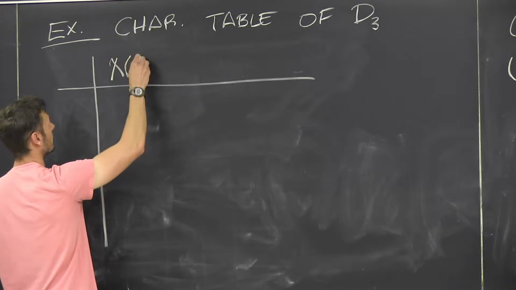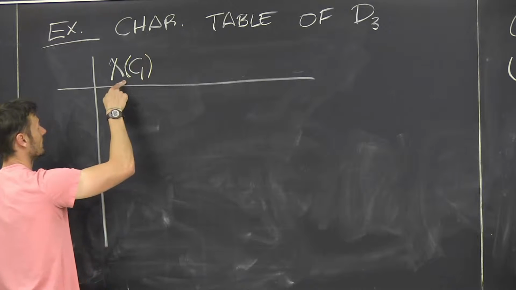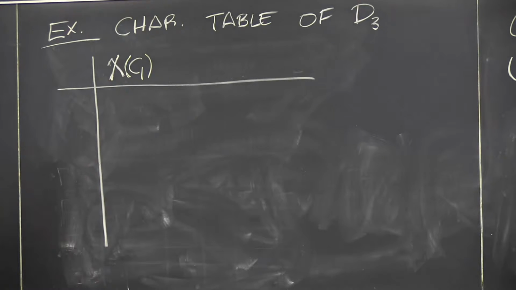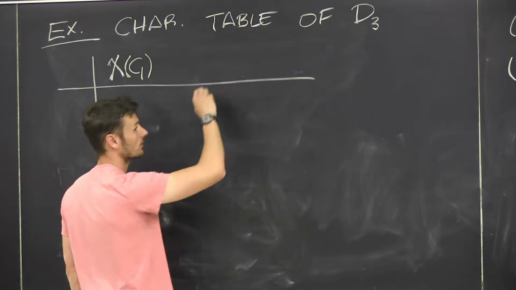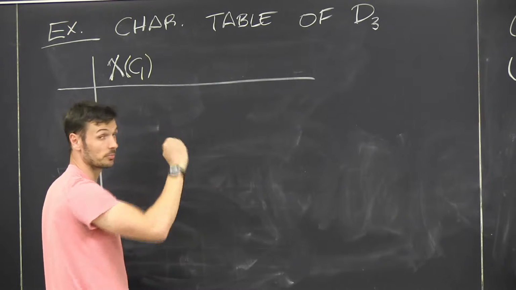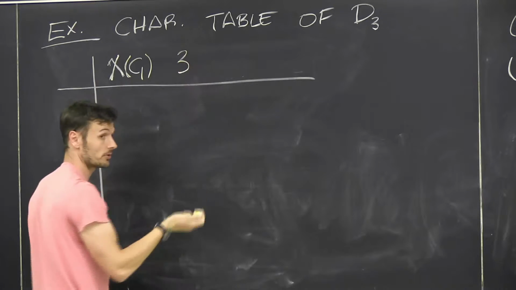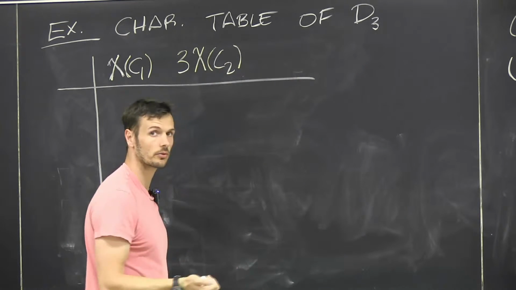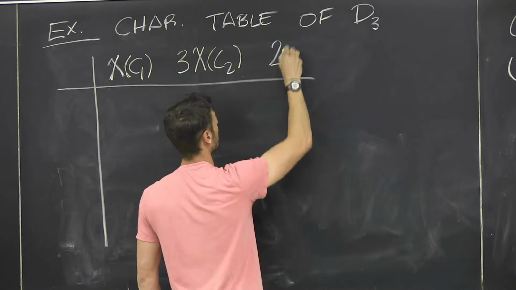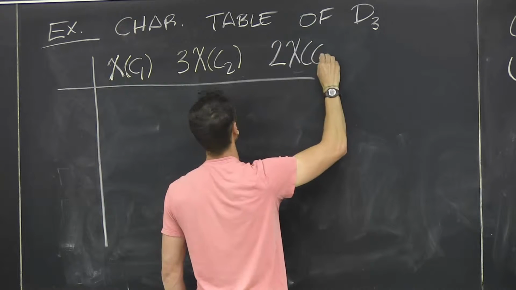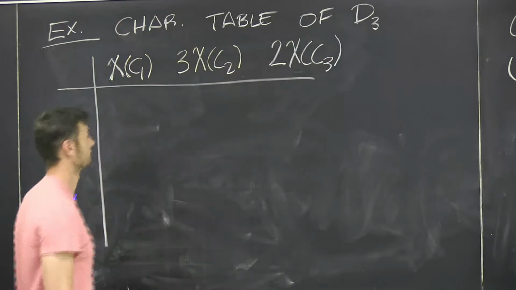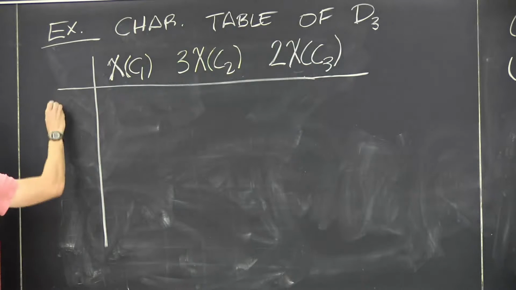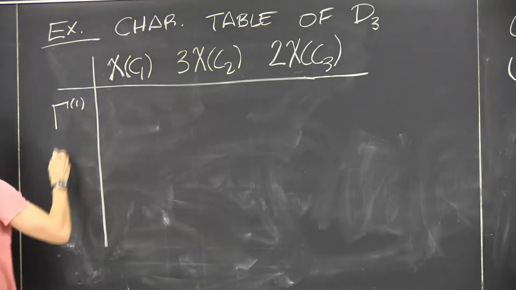Class 1, which is the identity class, it only has one element, so I just have a 1 there. The second class, which I'll take to be the transpositions, has 3 elements because we have 3 transpositions. And then we have just 2 rotations, 2 pi over 3 and 4 pi over 3. And that has 2 elements, and I'll call that the third class. Number of irreps equals the number of classes, so then I am going to have 3 irreps.